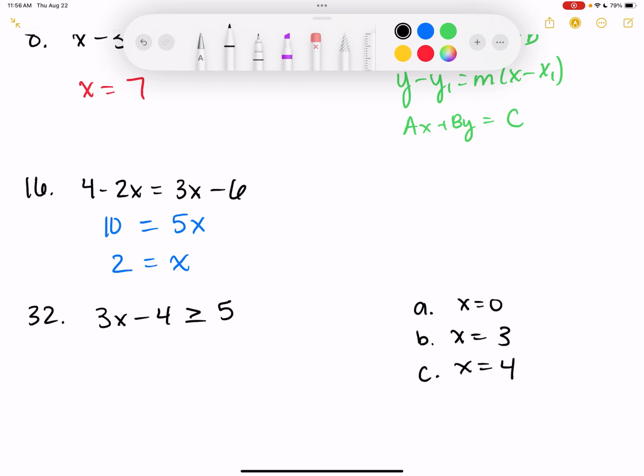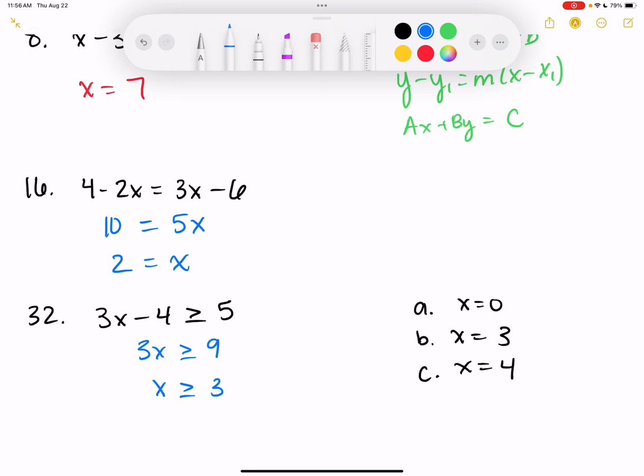We can go through and solve for x, get x by itself. That's probably the easiest way. And then anything that fits that criteria works, instead of just plugging them in, but it really doesn't matter. But let's do it that way. So get x by itself. What am I doing? Add 4. So 3x is greater than or equal to 9. Then divide by 3. So x is greater than or equal to 3.